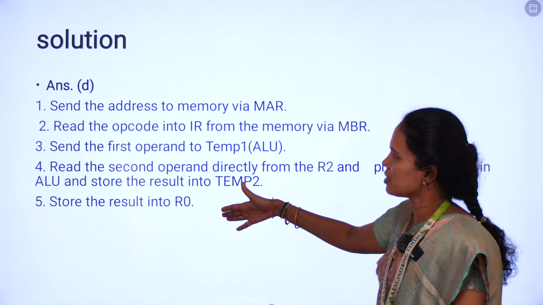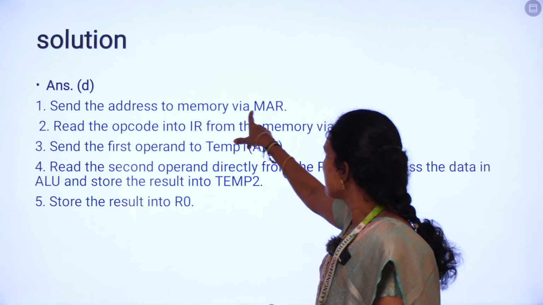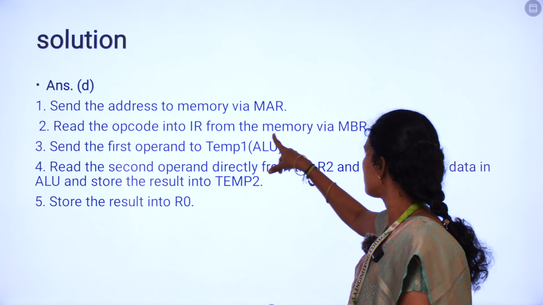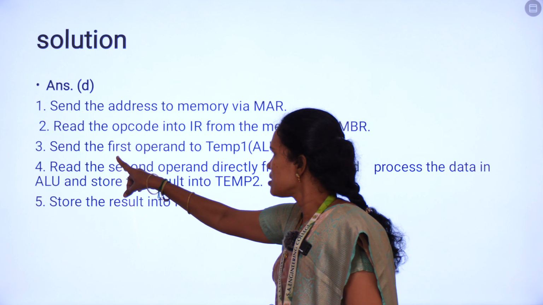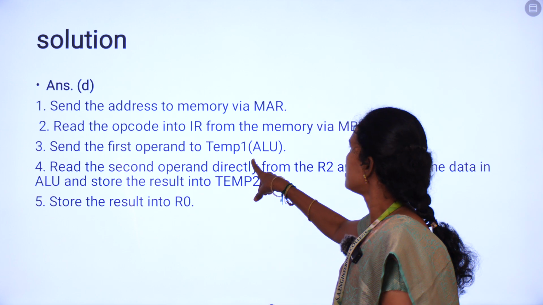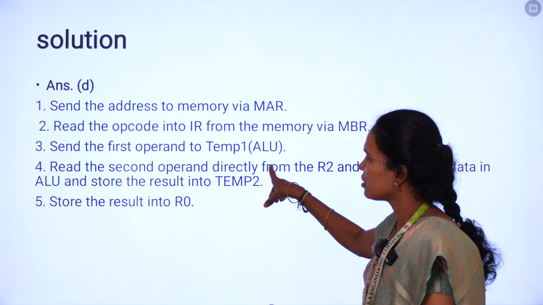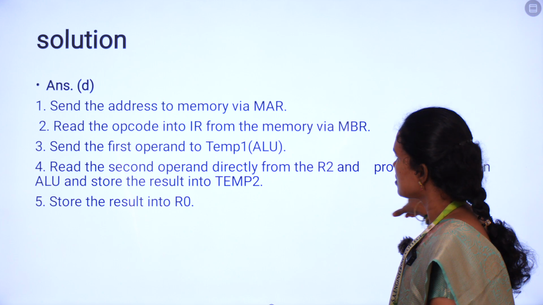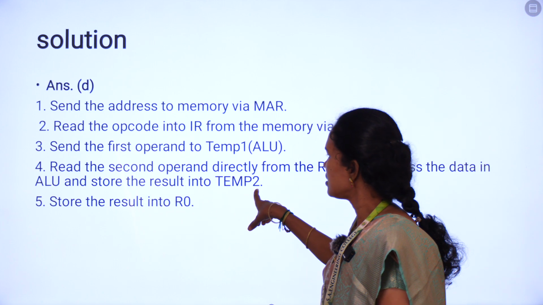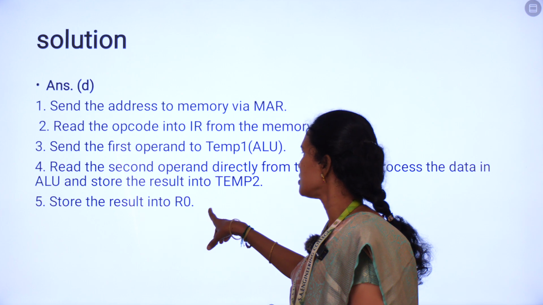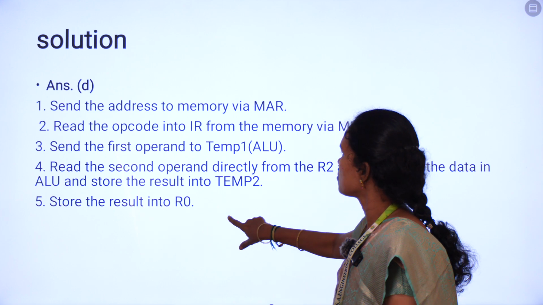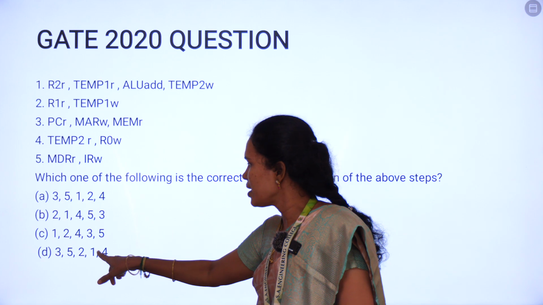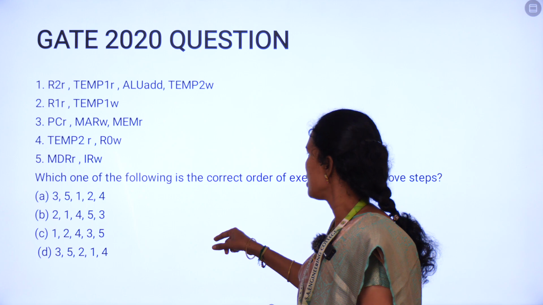So I explained this instruction. First, it will send the address to the memory through MAR. After that, read the opcode into the instruction register from the memory through MBR. After that, send the first operand to temporary 1, that is the ALU, where arithmetic operations will be performed. Then read the second operand directly from R2 and process the data in the ALU and store the result in temporary 2. Store the result into R0. So this is the final solution for this one. Answer D is the solution: 3, 5, 2, 1, 4. This is how the instructions will be executed.